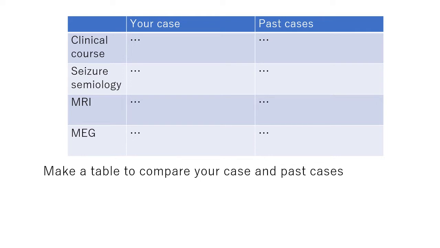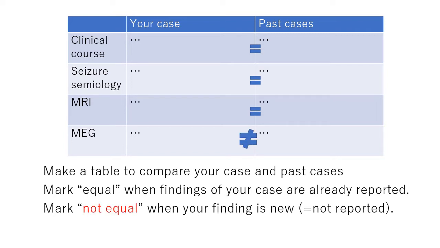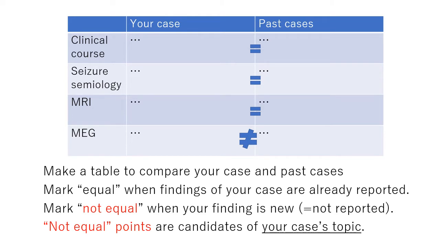After that, mark equal when findings of your case are already reported. Mark not equal when your finding is new or not reported. Not equal points are candidates for the topic of your case.